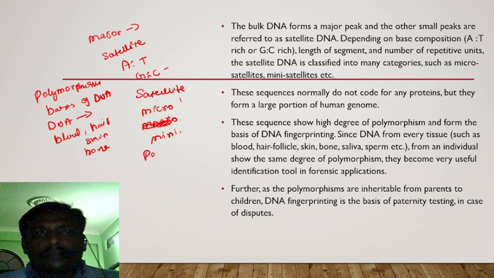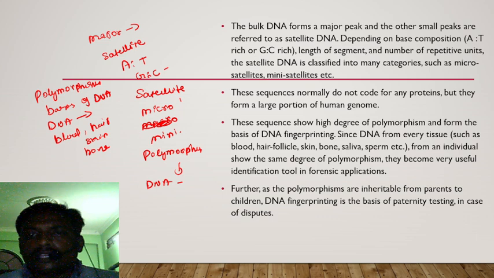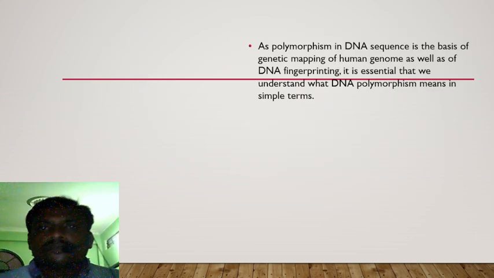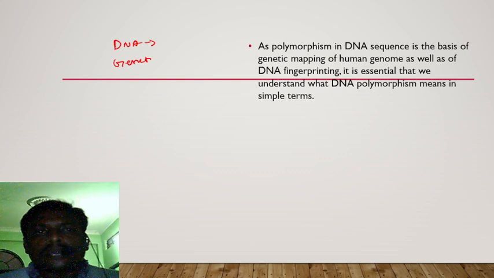Further, polymorphism, if you carefully observe, is inheritable from parents to children. DNA fingerprinting is the basis of paternity testing in case of disputes. Polymorphism in DNA sequence is also the basis of genetic mapping.